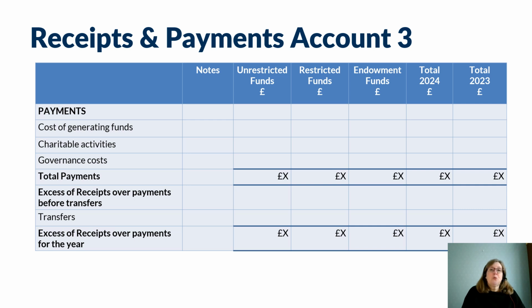At the foot of the statement, we total up the payments and calculate the surplus or deficit before transfers. We then record any transfers between the different types of funds. An example of this would be where you have some restricted income left at the end of a project and the funder kindly allows you to keep it. You reclassify that money from restricted to unrestricted by showing it as a minus in the restricted column and a plus in the unrestricted column. And the total for the transfers column must always come back to zero. The final line is the overall surplus or deficit for the year.